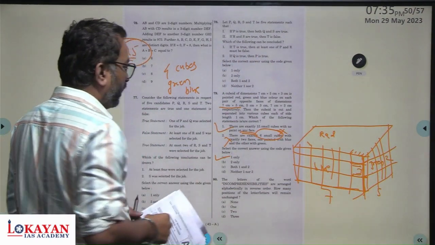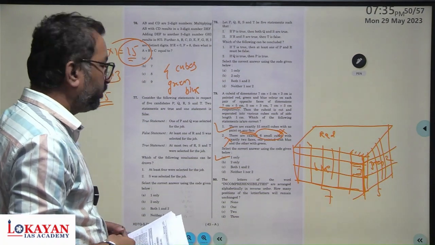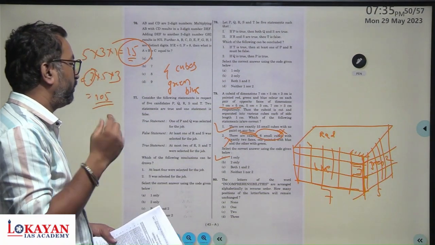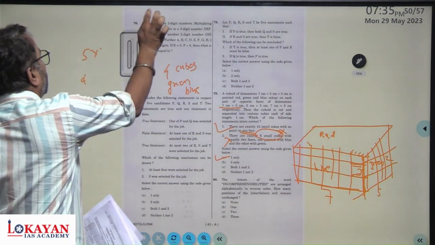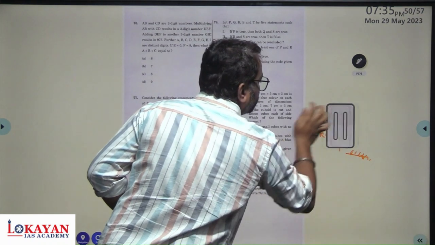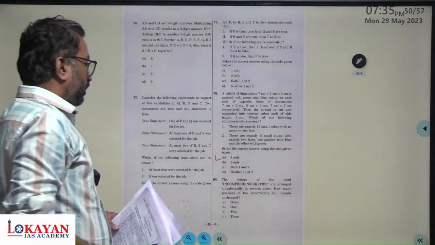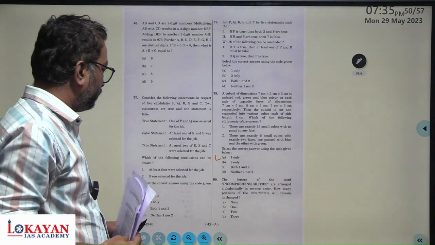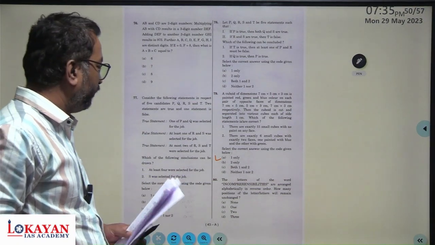And in this way, we are up to the 80th question. We are going to solve the last question of this question paper. It was an easy question, but many students must have gotten confused here.